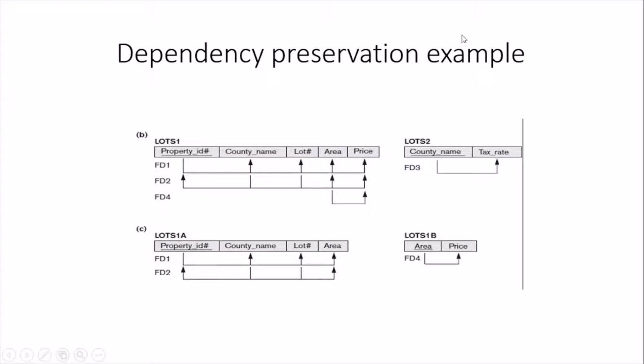Now let's see one example where the dependency is preserved, and this example we have seen already. That is Loads 1, and we have Loads 2. Loads 1 has property ID number, county name, lot number, area and price, and we have three functional dependencies here. And we have Loads 2 with county name and tax rate, that is FD3. And we know that this is in 3NF.